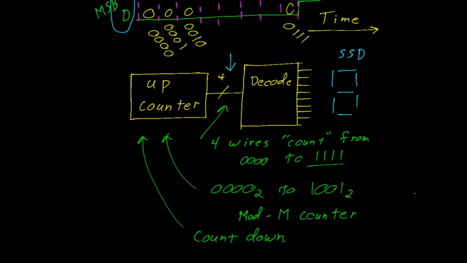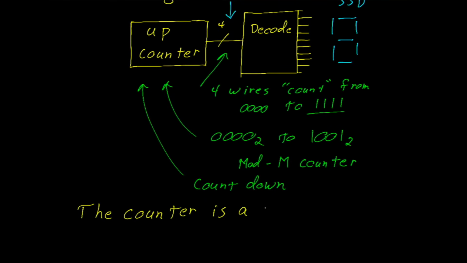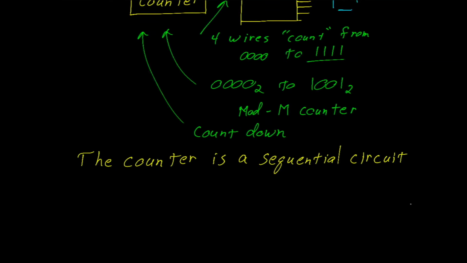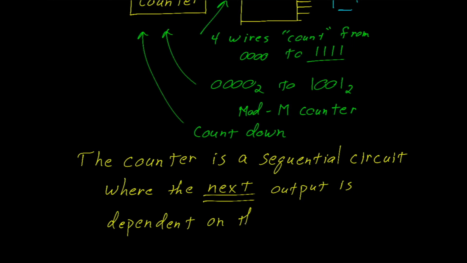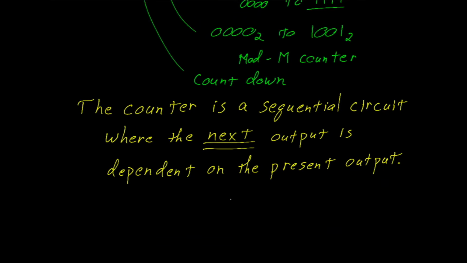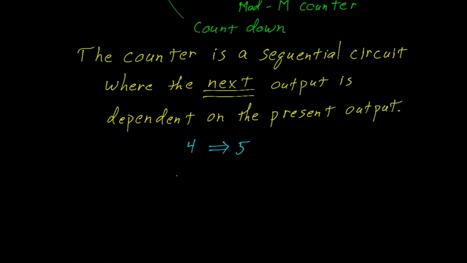Whatever we decide to do, we have to remember this. The counter is a sequential circuit where the next output is dependent on the present output. There's no surprise there. After all, if we want to get to the number 5, we first have to recognize that we're at the number 4. And to do that, we need memory.